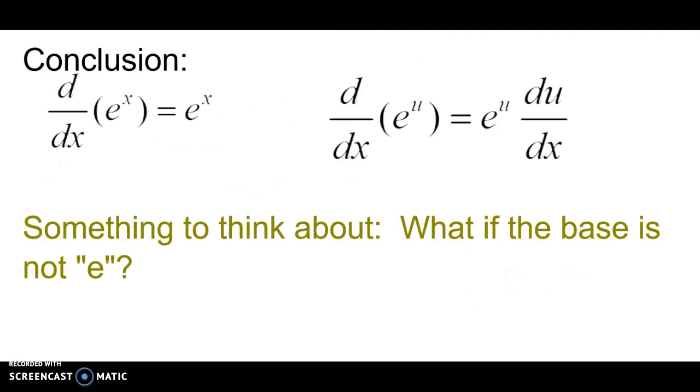All right, so just in conclusion, don't forget that the derivative of e to the x is e to the x. Also, if we have something else in our exponent besides just x, then we'd have to use our chain rule. And then just something to think about, of course we'll answer this someday: what if the base is not e? What if it's 3 to the x? What if it's 1,000 to the x? What if it's 1/2 to the x? What would happen? That's my cliffhanger for you. Good job.